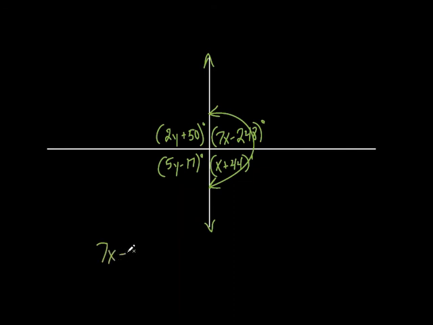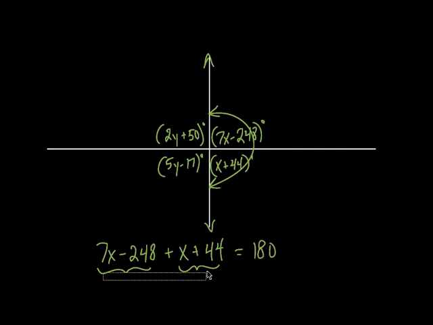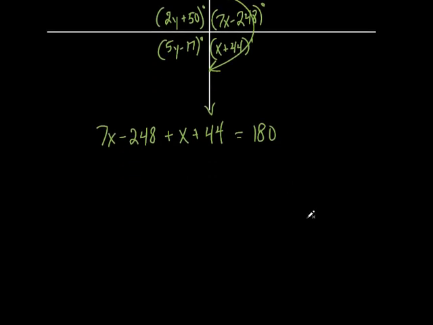So 7x minus 248 doesn't equal x plus 44, does it? I don't know that they're equal, but they do add up. See that? There's the one angle, and there's the other angle. They add up to be 180 degrees. Make sense? And now we just do the work. That was the geometry. We're done with the geometry on that x problem. Now it's just a matter of doing the math.